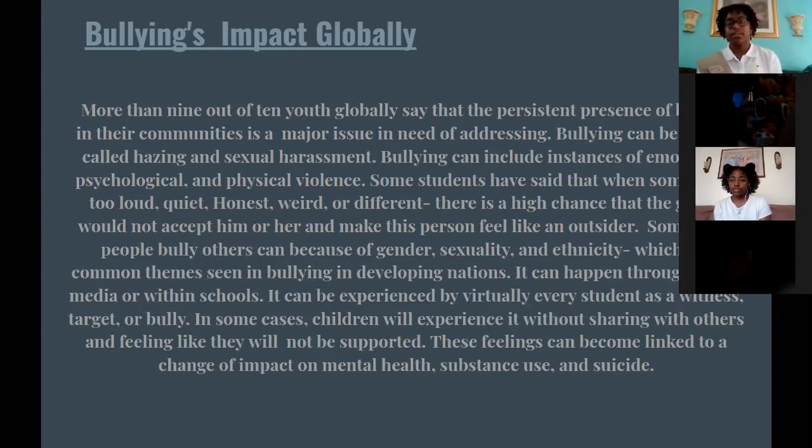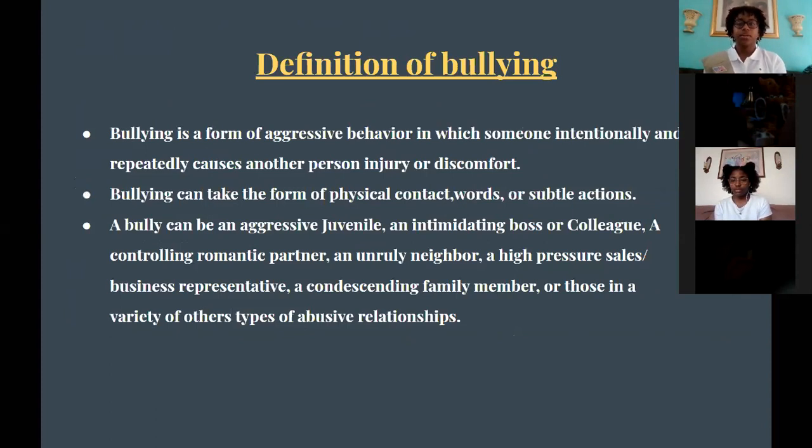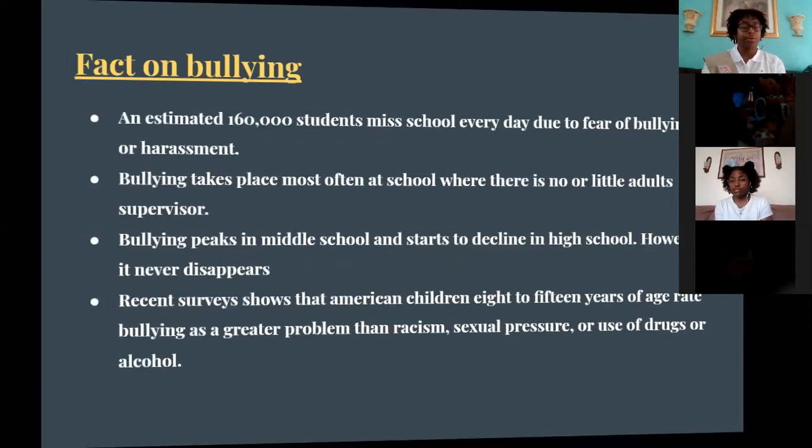Okay, next slide. All right, so the definition of bullying is a form of aggressive behavior in which someone intentionally and repeatedly causes another person injury or discomfort. So bullying can be anybody. A bully can be your neighbor, your colleague, your condescending family member. It can be anybody. So bullies can come from everywhere.